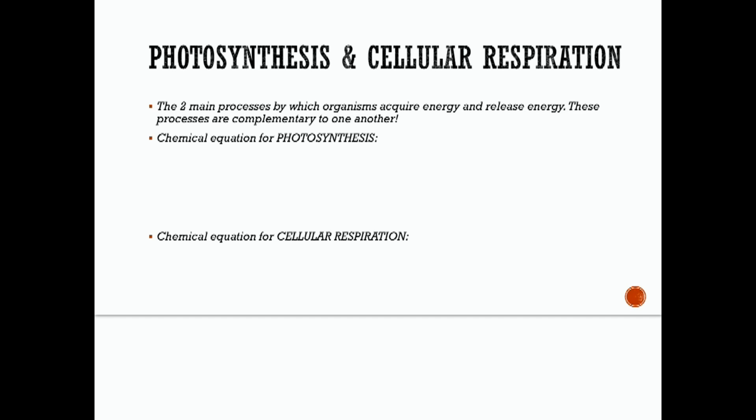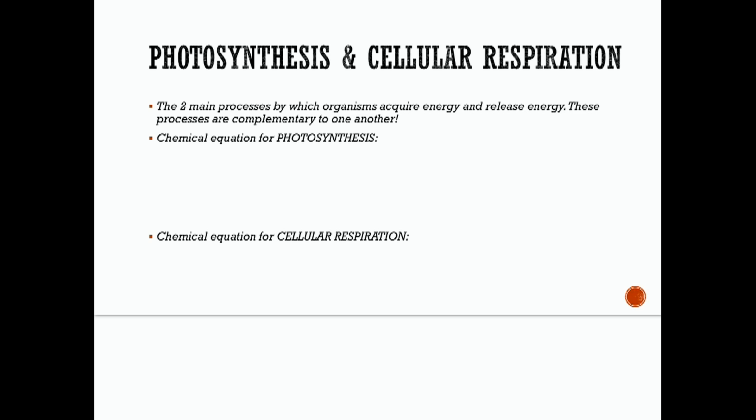Okay, so we've talked about this before when we talked about photosynthesis, but to review, remember the two main processes by which organisms acquire energy and release energy are photosynthesis and cellular respiration. So remember, they're complementary to each other. For photosynthesis, light energy is converted to chemical energy when those green plants capture the sunlight and use it to build sugars out of the carbon dioxide and water.